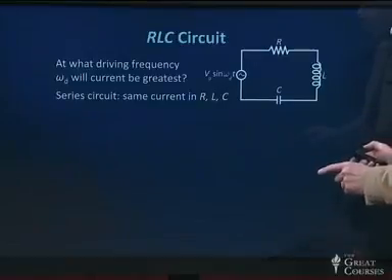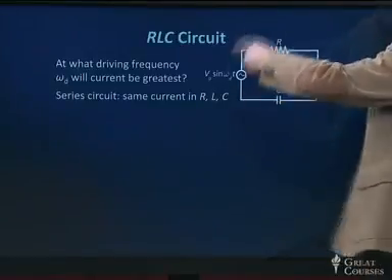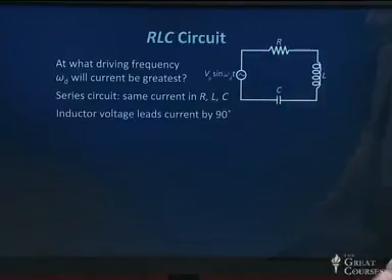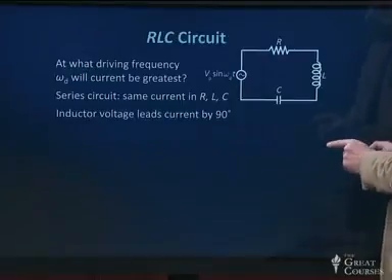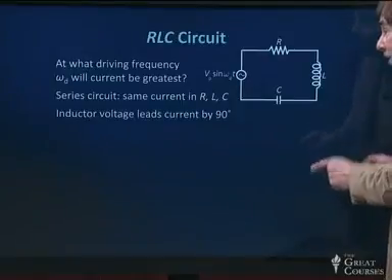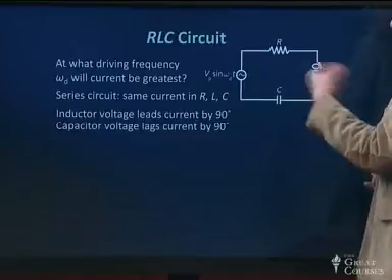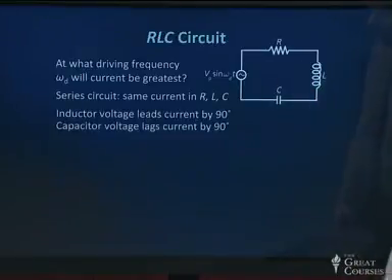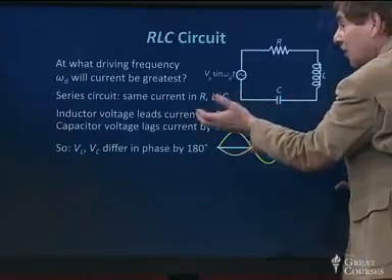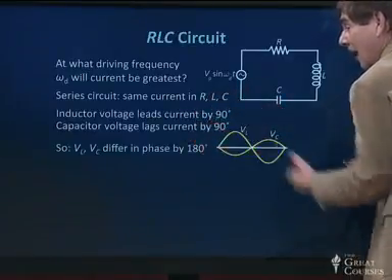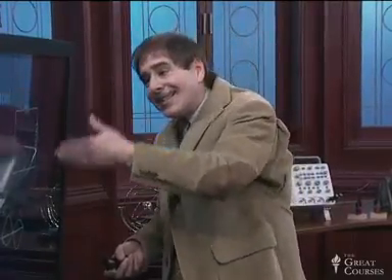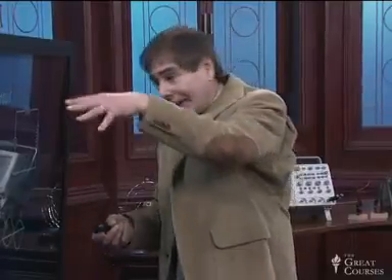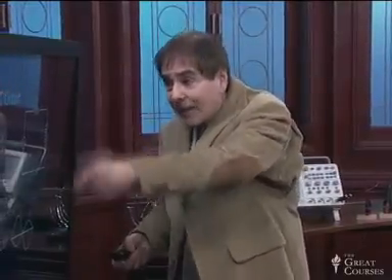Now, this is a series circuit, so the same current flows in all three components, as we know. We know that the inductor voltage leads the current by 90 degrees, and the capacitor voltage lags the current by 90 degrees, because the current leads in a capacitor. What that means is the voltage in the inductor and capacitor are 180 degrees out of phase. When one peaks, the other is at its bottom. Why? Because they've got the same current in them. The current in the inductor and the current in the capacitor are the same because they're in series.